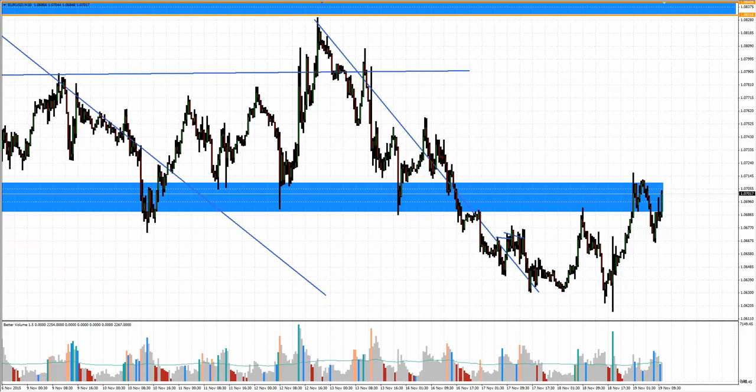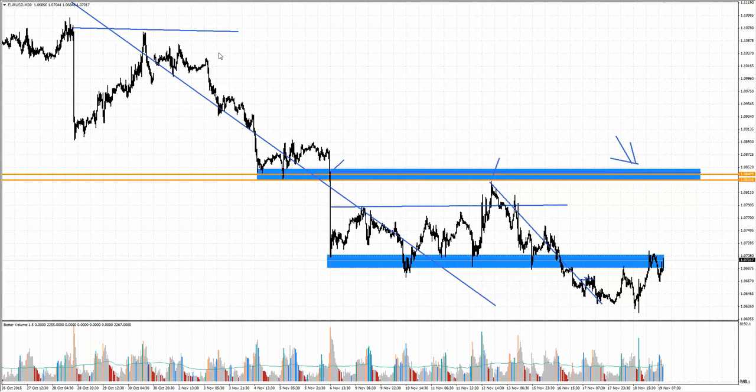Still, I'm neutral on the euro. It's not an attractive pair for me to build any positions compared to the GBP, which is very healthy and strong. So I will watch the euro, and I pay attention to this trading range and so on, but nothing now to build here.